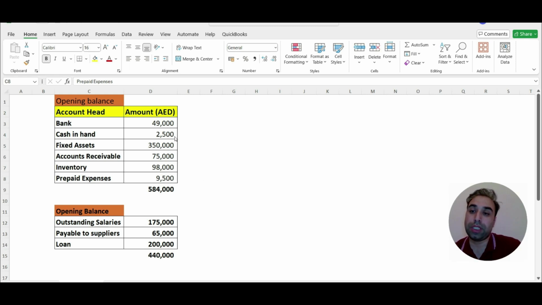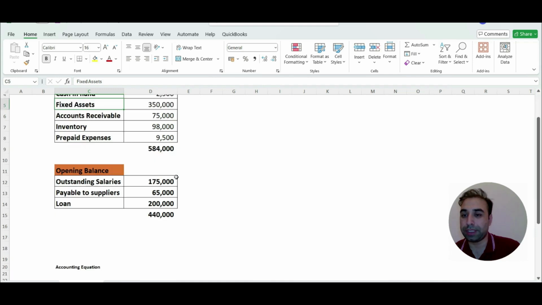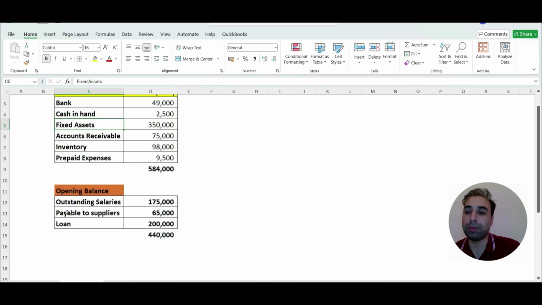So in this situation I have opening balances of bank, cash in hand, fixed assets, accounts receivable, inventory, prepaid expenses, and I also have the opening balances of liabilities as well.